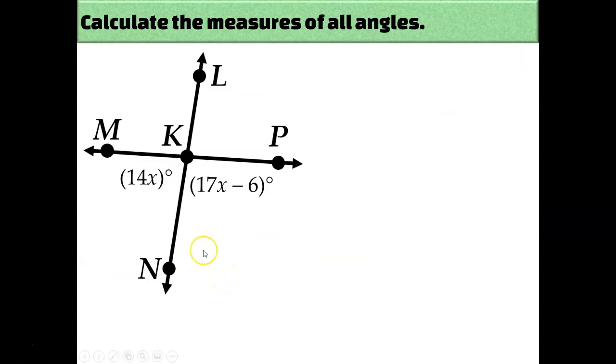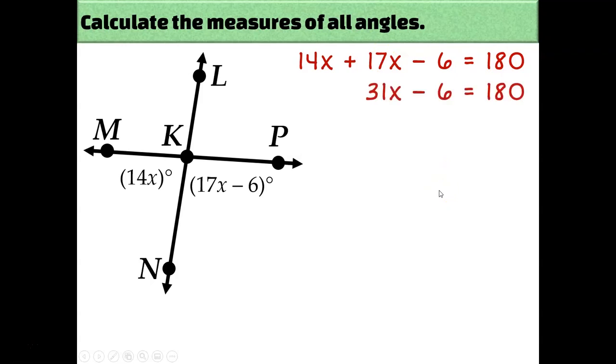On our next diagram we see two angles marked with algebraic expressions, but this time they're a linear pair. They're adjacent angles because they share a side and because their non-common sides are opposite rays. So since these are a linear pair, that means that they are supplementary and add up to 180 degrees. So I will say 14x plus 17x minus 6 is equal to 180 degrees.